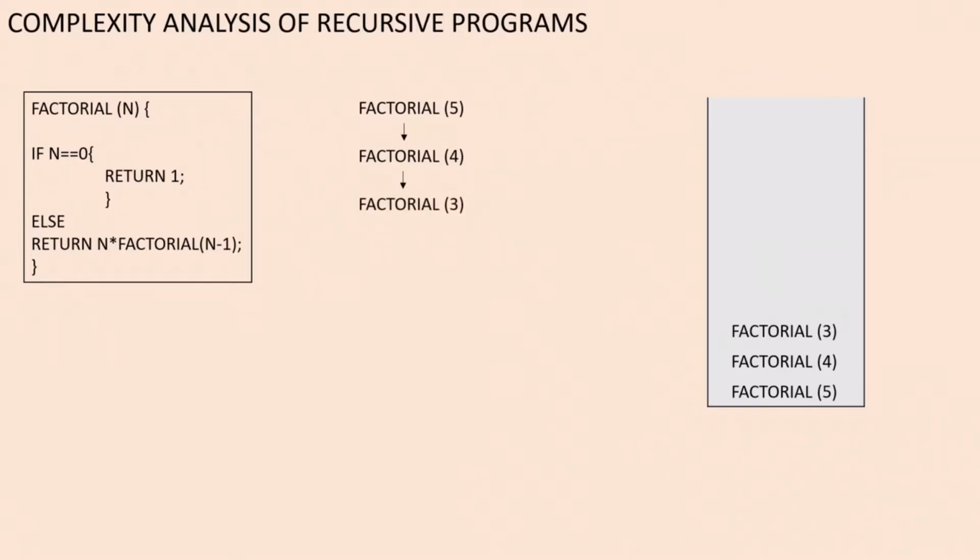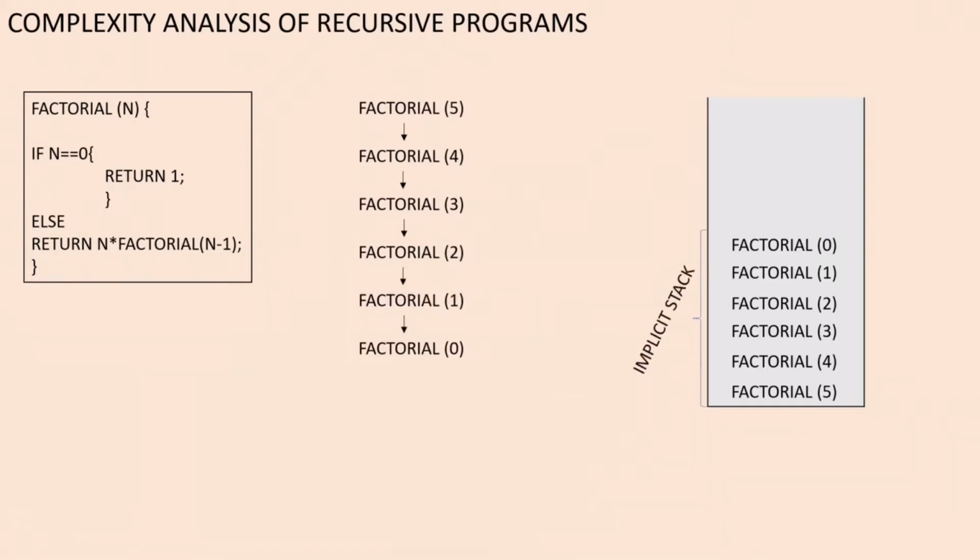Now again, factorial 4 makes a call to factorial 3 and factorial 4 is saved in memory, and factorial 3 makes a call to factorial 2, and the process occurs until factorial 0. All these states of the functions are getting stacked in the memory. From here we can see that even though we did not declare any variables explicitly, the memory is consumed by the states of these functions. We can also say that an implicit stack is growing in the memory when recursion is executing.